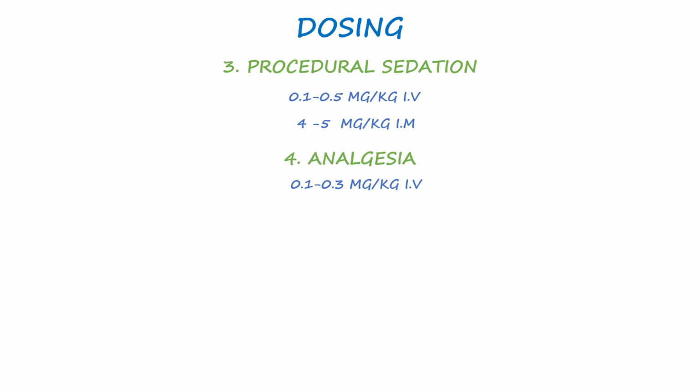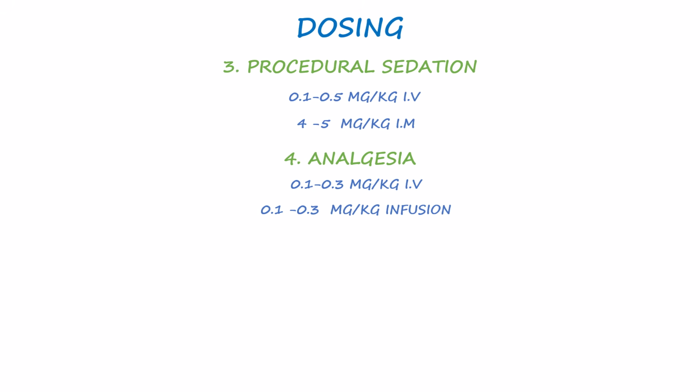For procedural sedation, it is given in smaller doses. An intravenous bolus of 0.1 to 0.5 milligrams per kilogram is effective for minor procedures or as an adjunct to regional techniques. A higher dose of 4 to 5 milligrams per kilogram IM is used for sedation. For analgesia, a slow intravenous dose of 0.1 to 0.3 milligrams per kg is commonly used. Pain can be continued with a low-dose infusion of 0.1 to 0.3 milligrams per kg per hour to help reduce pain without making the patient unconscious.